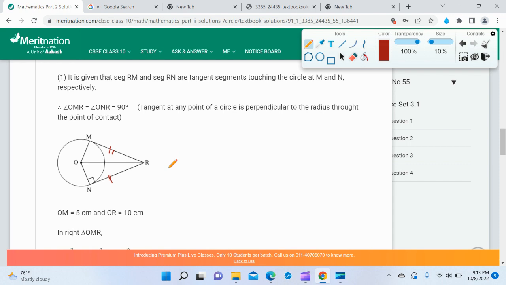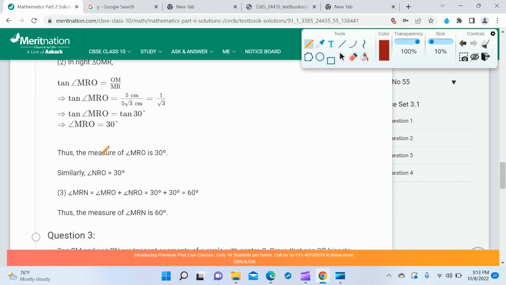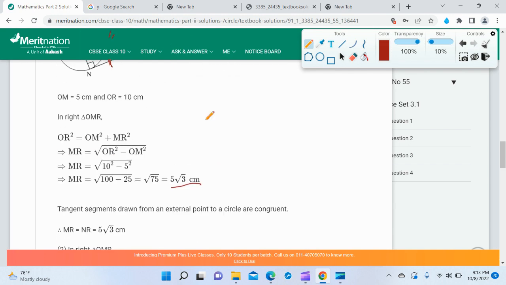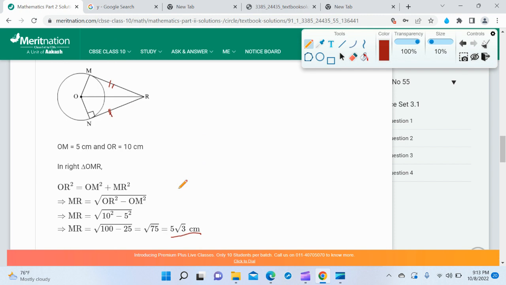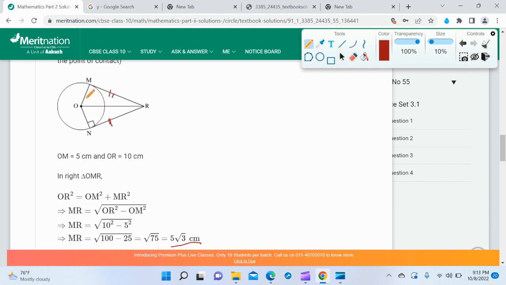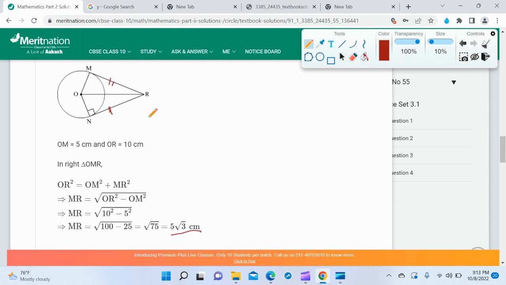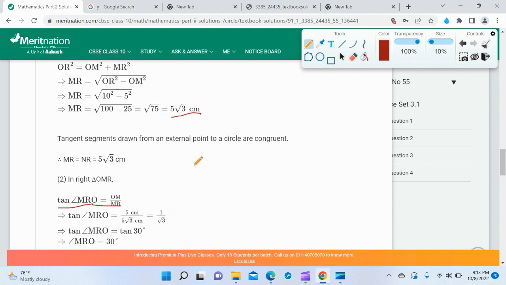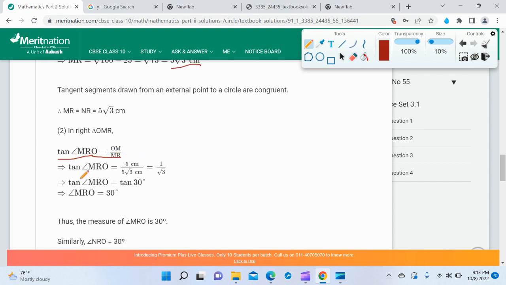Okay, so tan theta, if you have a little idea about height and distance, then we can simply calculate from tan theta. So here you can say tan MRO is equal to OM by MR. OM by MR means this perpendicular height and this one. The division of these two will give the angle. So tan theta is equal to tan MRO is equal to OM by MR.